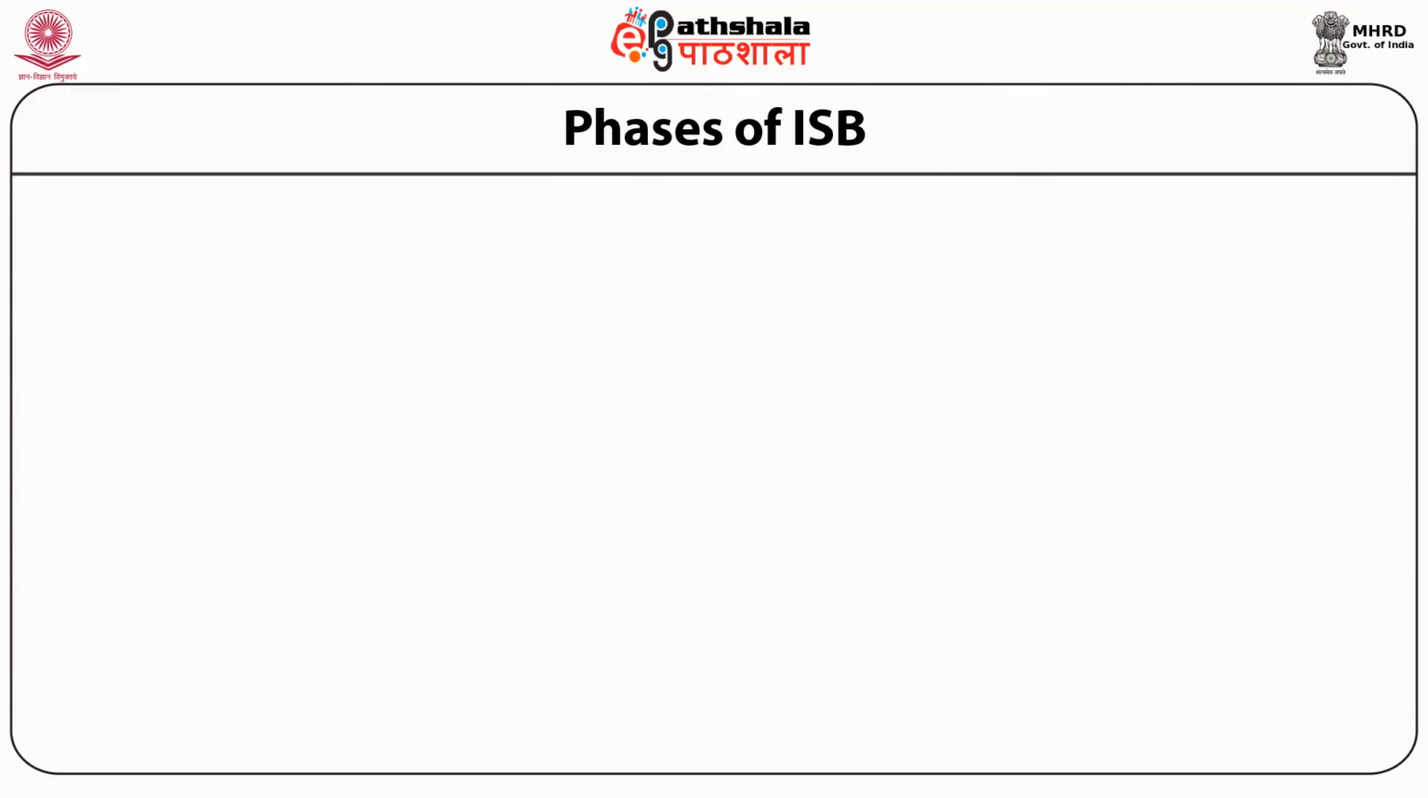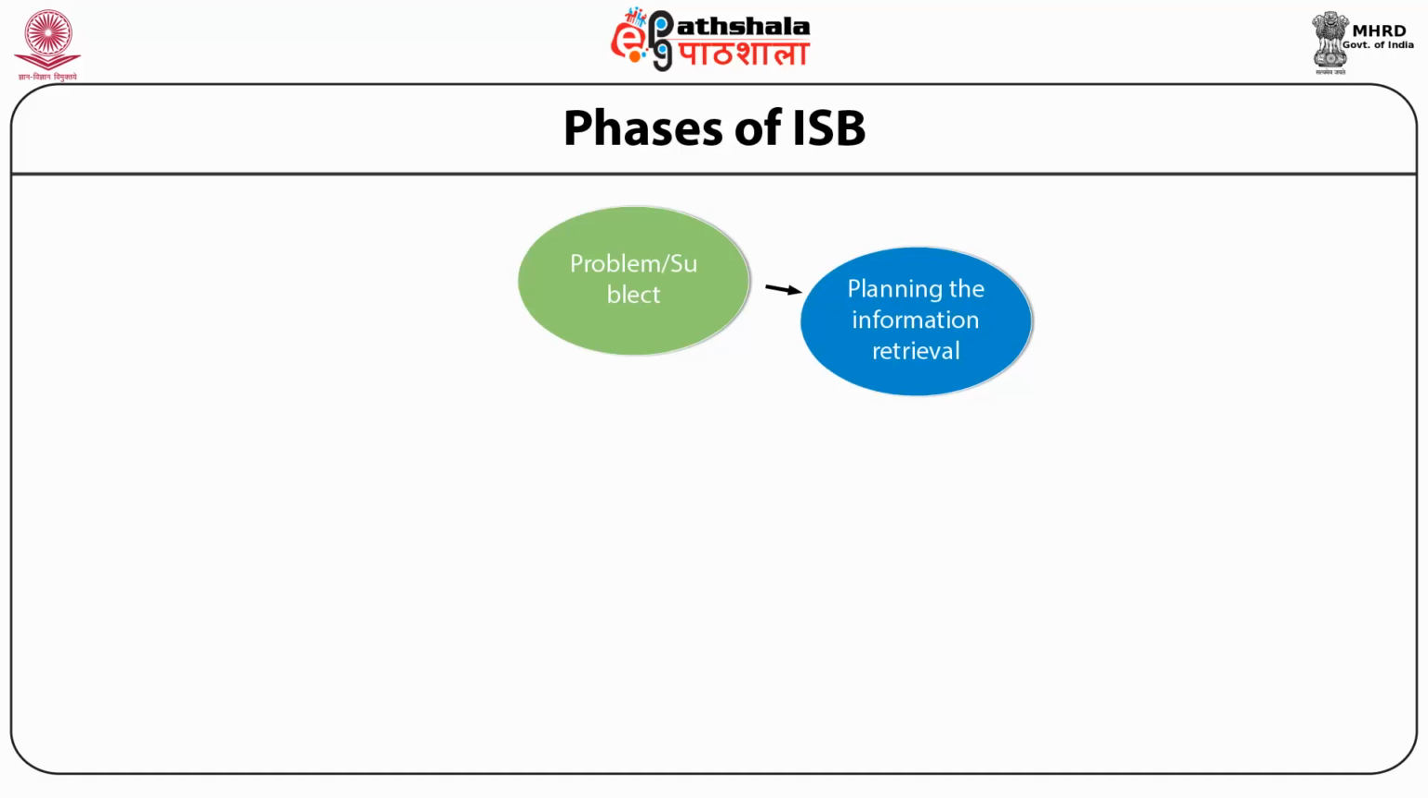Information seeking behavior runs through different phases. The first one is problem and subject. The information need arises when you need to find information to solve a problem. The second one is planning the information retrieval. Define the information need, select information sources, search methods, and search words. The third one is implementation of information retrieval. Execute the planned information retrieval, that is, information retrieval methods.